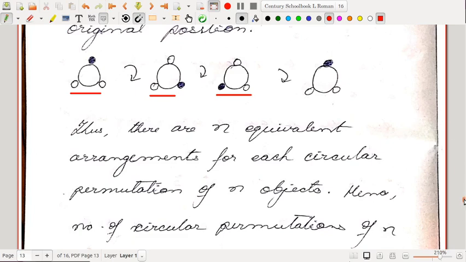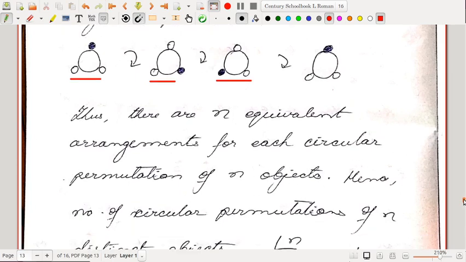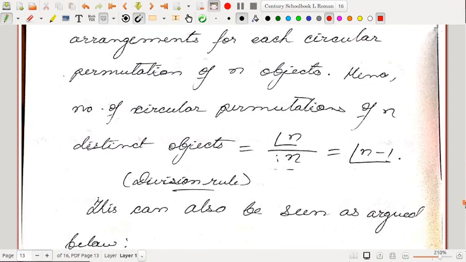So this is what we are saying. Thus there are n equivalent arrangements for each circular permutation of n objects. But the total number of linear permutations was factorial n, right? In this case each circular permutation has n equivalent arrangements. So the number of circular permutations of n distinct objects will be the total number of permutations divided by n, so it's factorial of n minus 1. This is where we are applying the division rule.